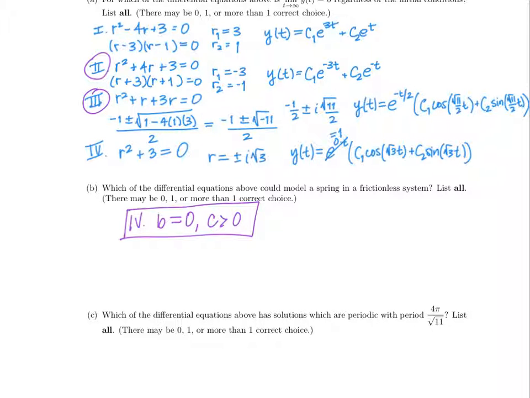That e to the negative t over 2 is making the amplitude decrease with every passing oscillation. So while this function is oscillating, as in it increases and it decreases, then it increases and then it decreases, it is not periodic because its peaks are getting shorter and shorter and shorter. Its valleys are getting shallower and shallower and shallower as you go on. It is not a copy-paste situation where it exactly repeats itself for the rest of time. So unfortunately, none of these are periodic with period 4 pi over root 11. This one is periodic, but its period is not 4 pi over root 11.